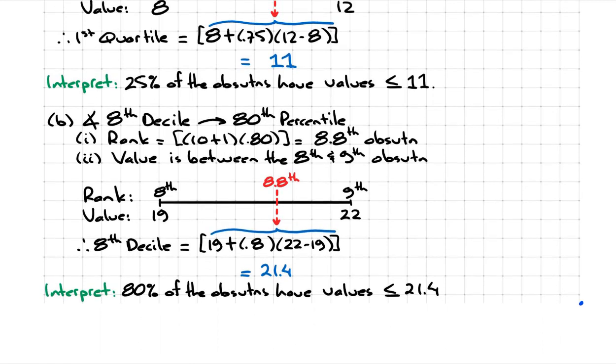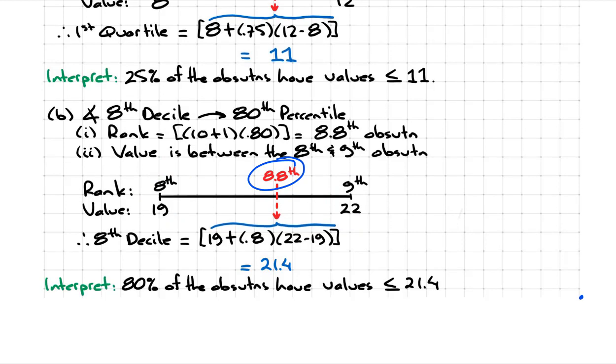Okay, so let's go through the process. First thing we have to do is find the rank. And we use this framework right there, n+1 times the percentile. So this would be the 8.8 observation. Since we have 10 observations, the 80th percentile would be the observation that's ranked 8.8. So now we have to find the value of that 8.8 observation. Well, I see an 8th observation, I see a 9th, I don't see 8.8. No problem. By using these formulas, we can find an estimated value for the 8.8 observation.